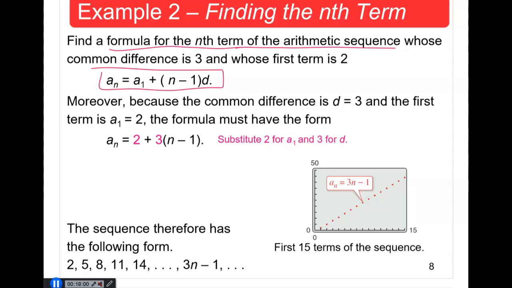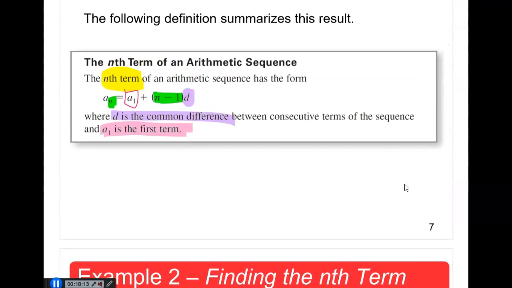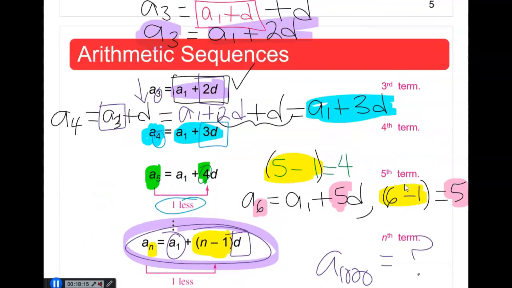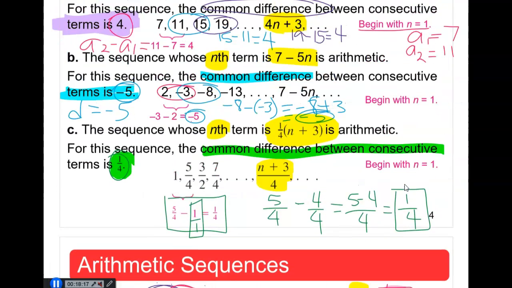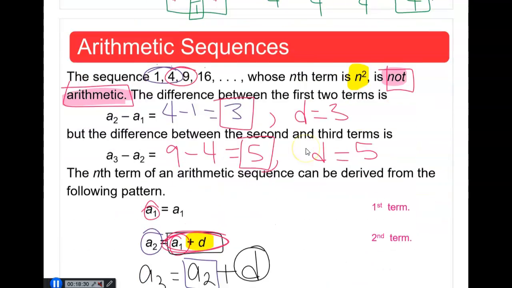So the question says find a formula for the nth term. Remember how at the beginning we looked at some examples, and they were written kind of like linear functions. So I'm going to show you that slide here: 4n plus 3, or 7 minus 5n, or 1/4 times n plus 3. So that is what we're going to learn to find right now.